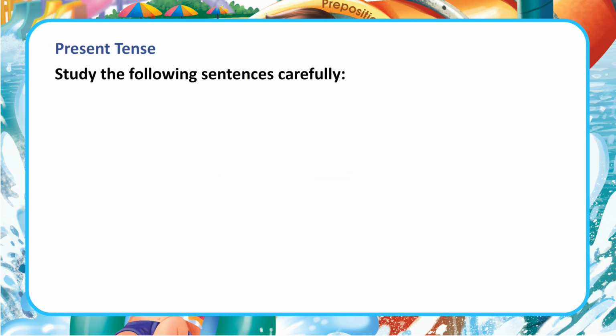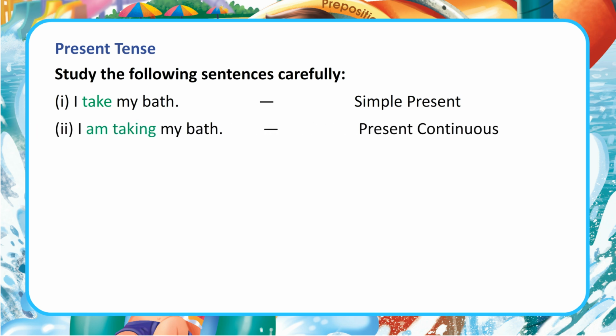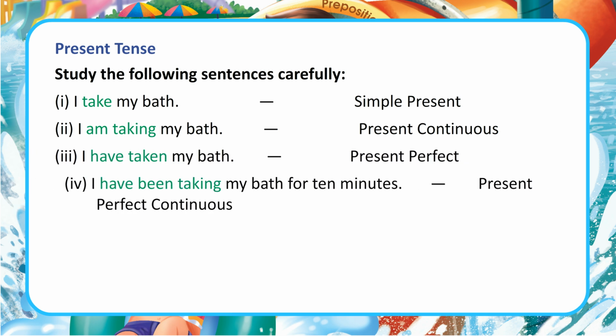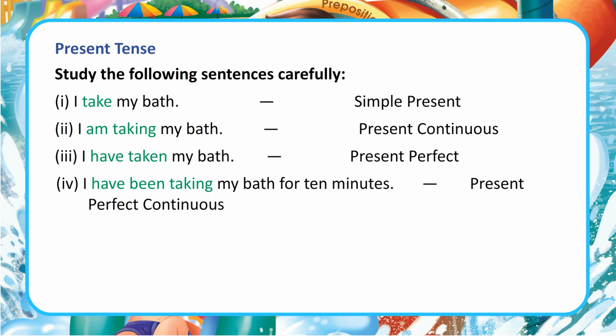Present tense. Study the following sentences carefully. 1. I take my bath, simple present. 2. I am taking my bath, present continuous. 3. I have taken my bath, present perfect. 4. I have been taking my bath for 10 minutes, present perfect continuous.